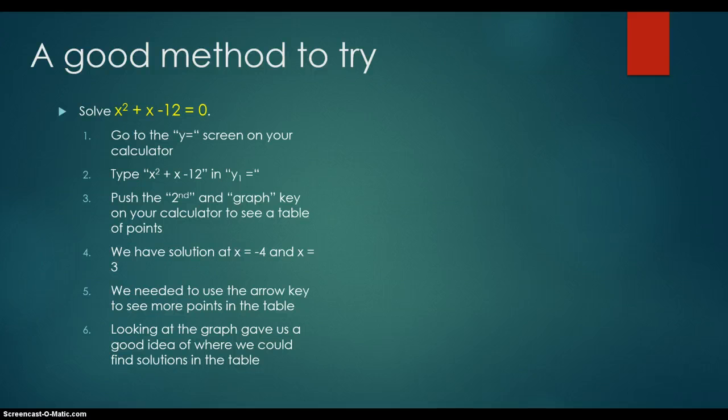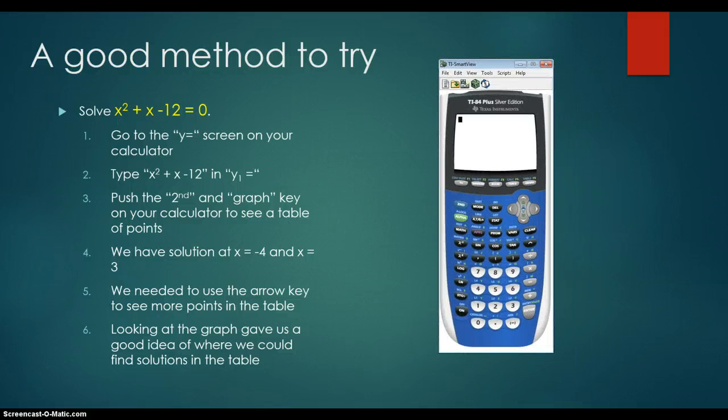Of course, it's not always that easy. Most of the time you'll be given an equation and asked to solve. And when you want to solve, using a table is always a very good method to try. Here we have the equation x squared plus x minus 12 equals 0. So what we're going to do is use our graphing calculator. We're going to go to the y equals screen and type in the equation exactly like we see it, x squared plus x minus 12. You're not going to type in the equals 0 part, just what you see here on the left.